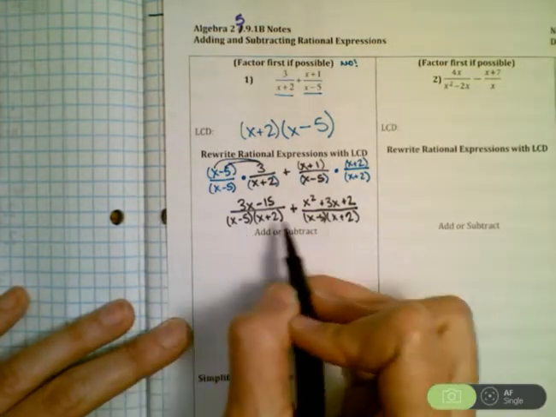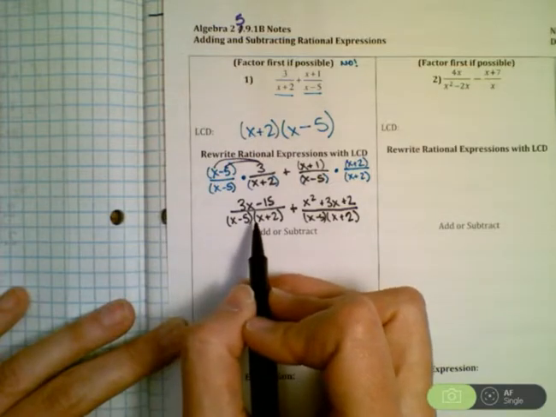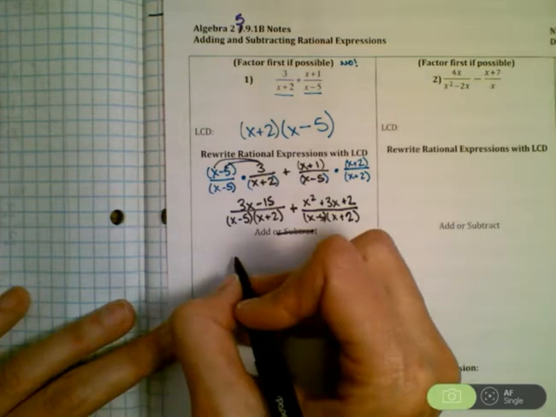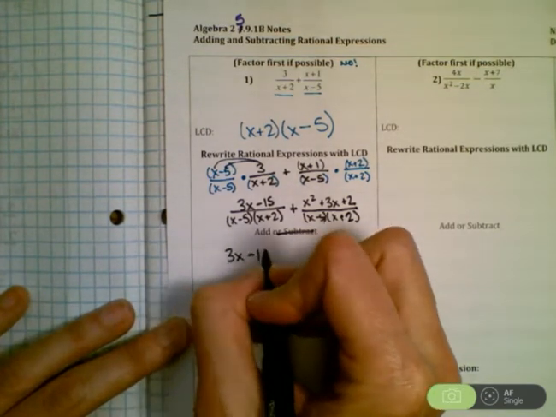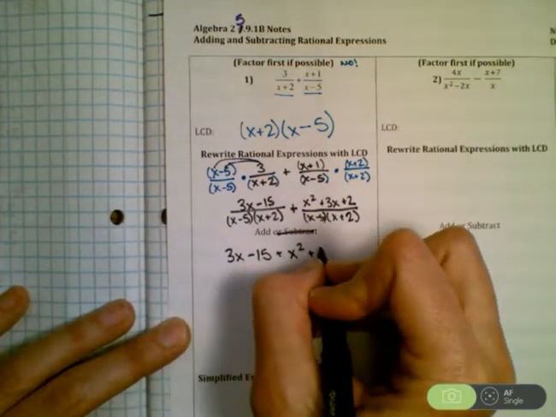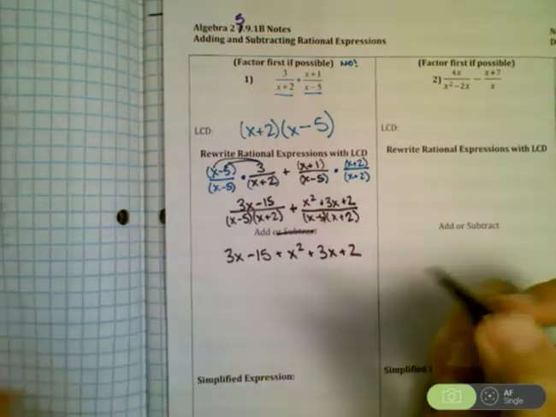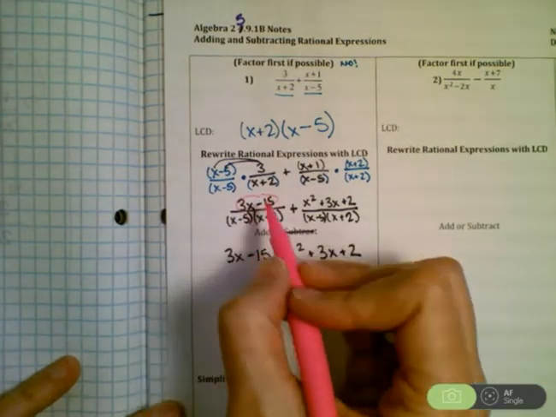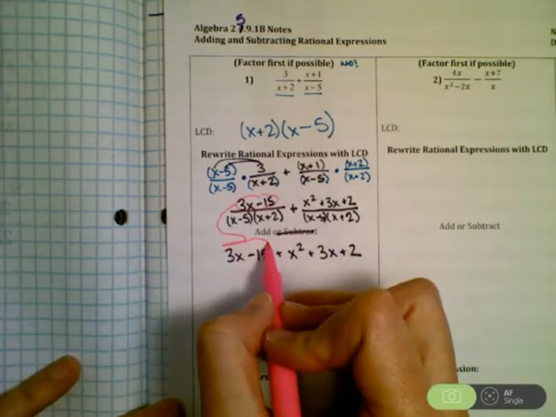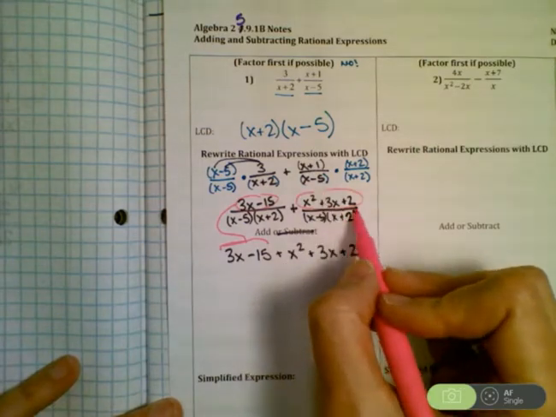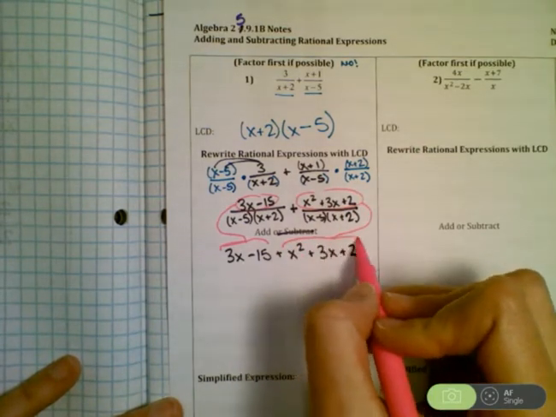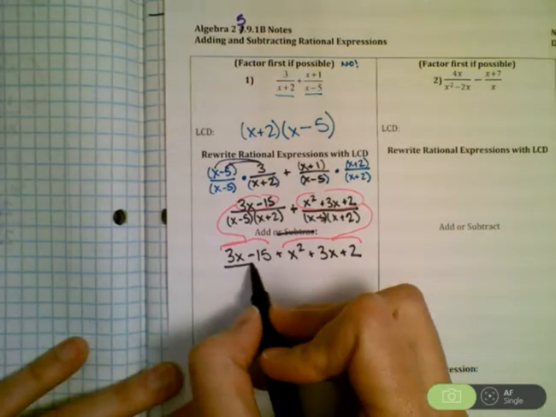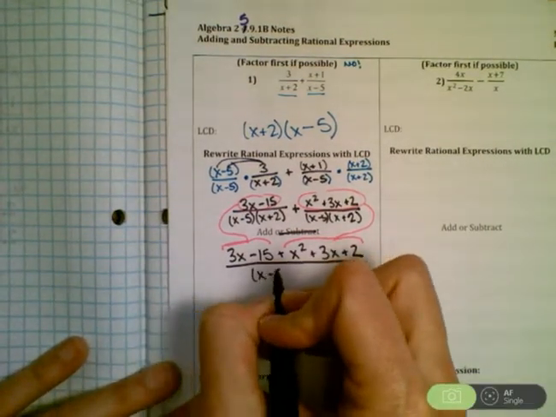So notice here our denominators are the same. That's what we want. Now we can add our numerators. So we don't subtract in this one because we just have an addition problem. So we write 3x minus 15 plus x squared plus 3x plus 2. And again, I'm just taking all of this and putting it here, and all of this and putting it over here, putting addition in the middle, and I'm keeping my denominator exactly the same, but I'm just going to write it once now.